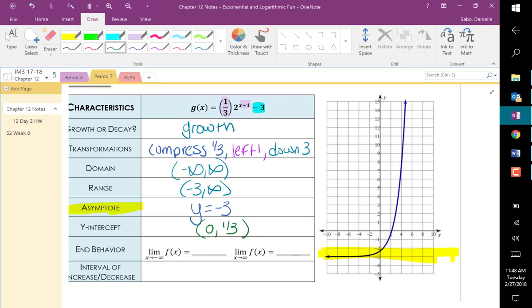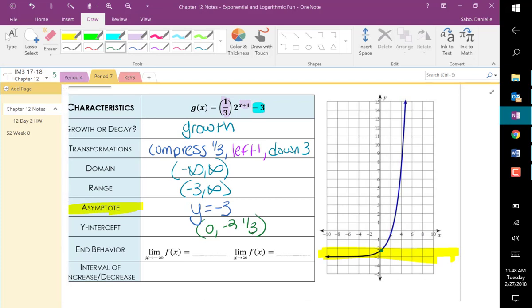But it went down 3 though. Wait, hold on. Let's back that up. Make a little bit of a guess here. It's about -2 and 1/3. Yes, there you go. You could have just guessed there. Or you could say, okay, it's 1/3, but then I go down 3. Same thing. So you go down there.